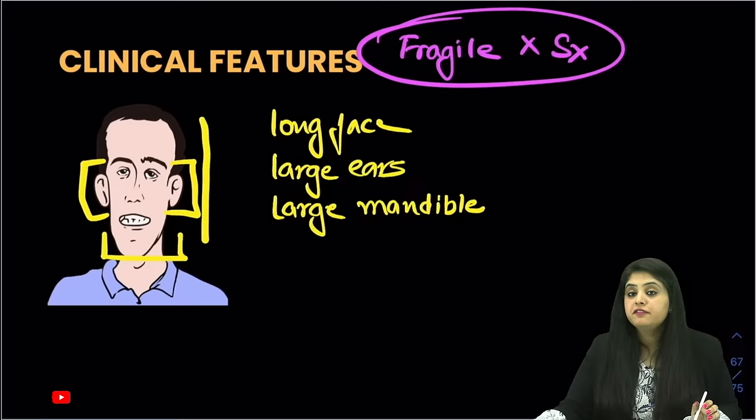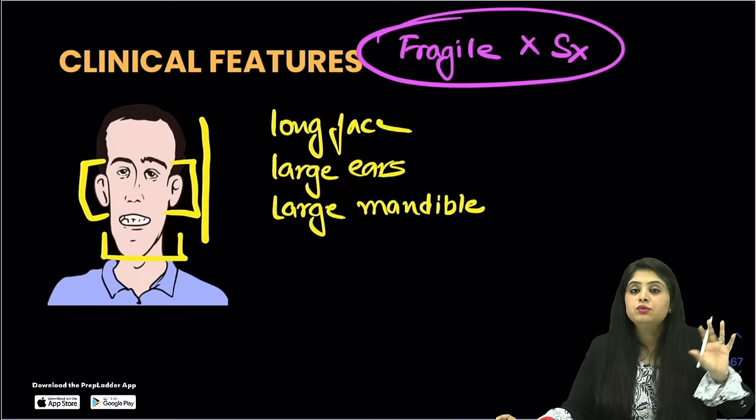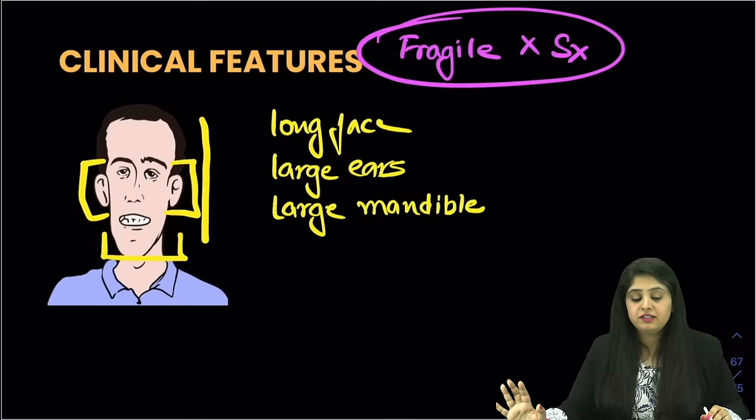It is exactly what I've told you, because they will give you options like, does this person have a long nose, does he have big eyebrows and all of that. So they'll confuse you to that extent also. So learn exactly how you say it from the PG point of view. So there's a long face with a large mandible and big protruding ears. That is the facial part.